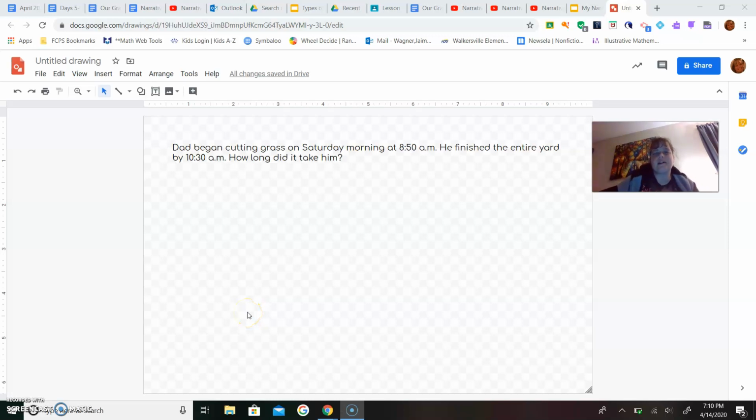Hello, third graders. Our learning target today is: I can identify elapsed time. Our success criteria is: I can draw a number line to show how I identified my elapsed time, and communicate using words how I found that elapsed time.